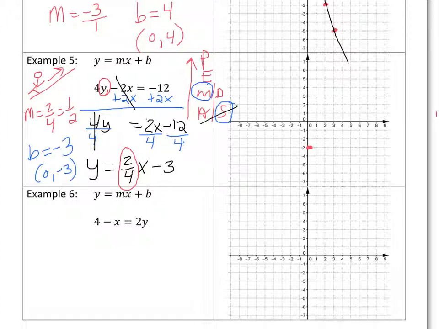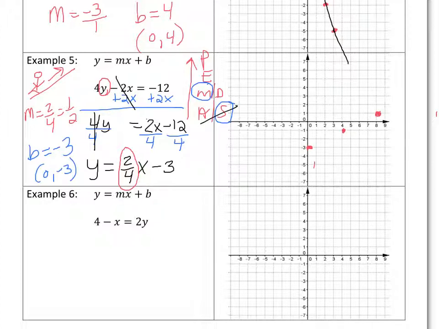I'm not even going to bother simplifying this. I'm just going to use the 2/4. So I'm going to go up 2 units here, up 1, up 2, and over 4. 1, 2, 3, 4. So I'm going to end up right there. And I'm going to do it again. Up 2 and over 4. 1, 2, 3, 4.